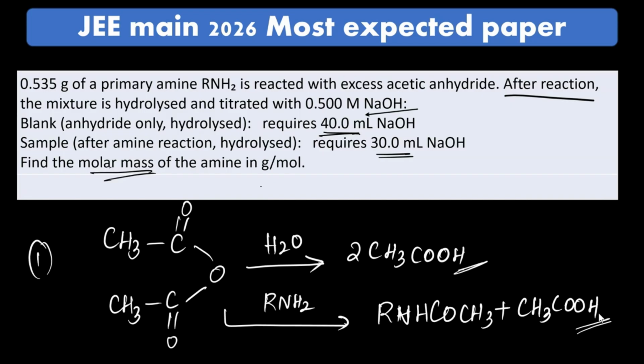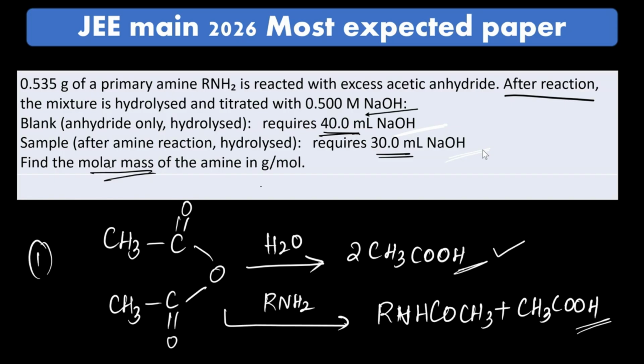This is a simple back titration question only, but you have to understand this thing very minutely. One anhydride gives 2 acetic acid, which requires more amount of NaOH to neutralize, right? That is the first reaction. And the second one has only 1 acetic acid, which requires less amount of NaOH than the first one. Okay, the question is clear now. Now we are moving on to the answer part.